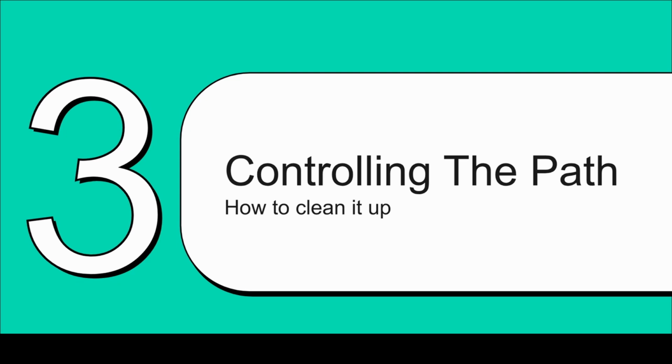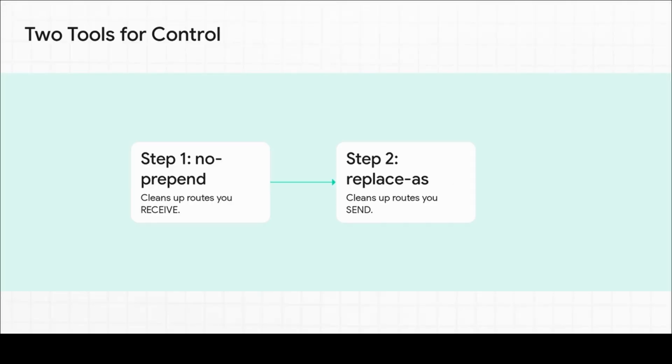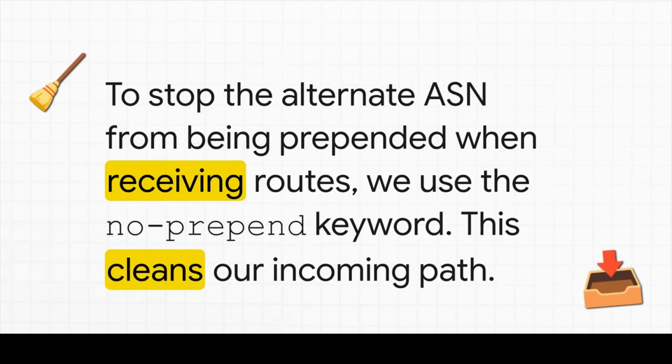It's time to take control and clean this whole thing up. And lucky for us, we have two very specific tools for this job. You can think of it like a two-step cleaning process. First, we have No-Prepend. That's our tool for cleaning up the routes we receive. Then we have replace-as. And that's our tool for cleaning up the routes we send. So let's tackle the incoming stuff first.